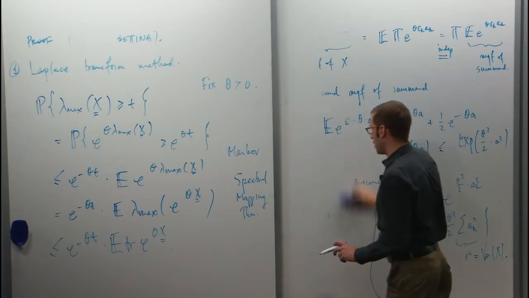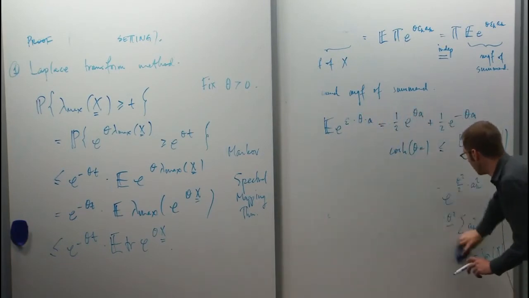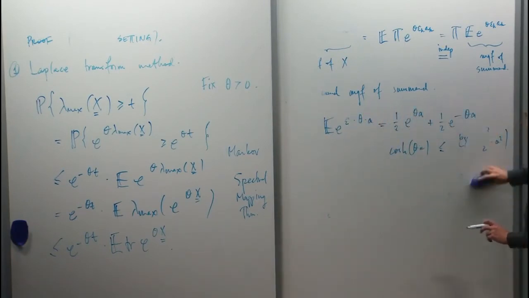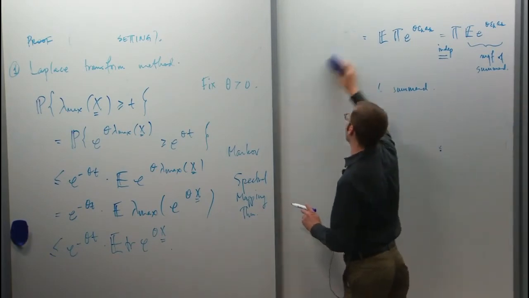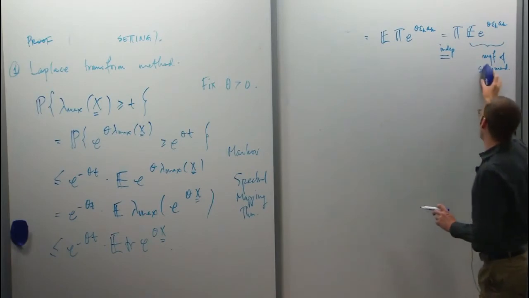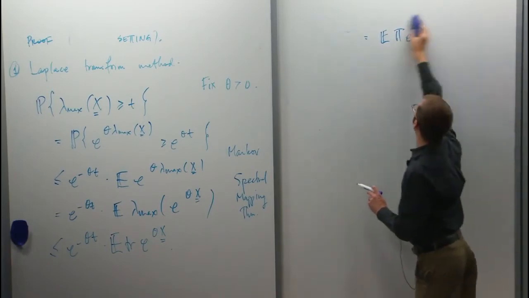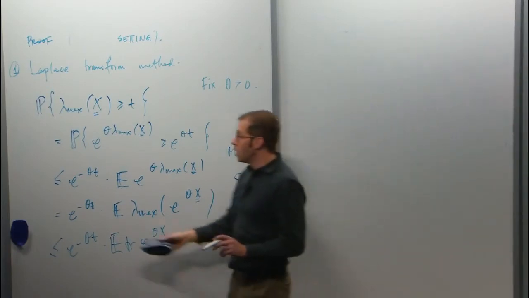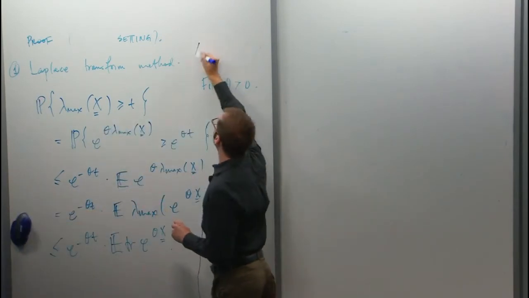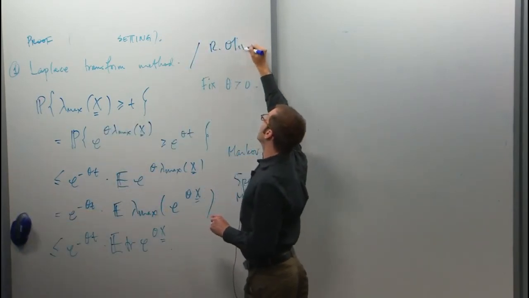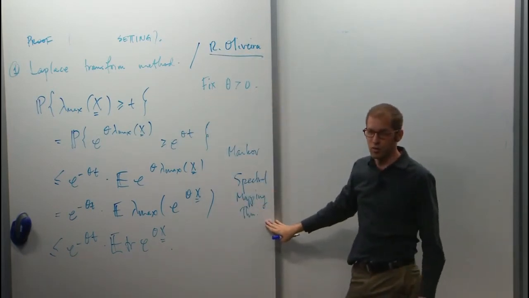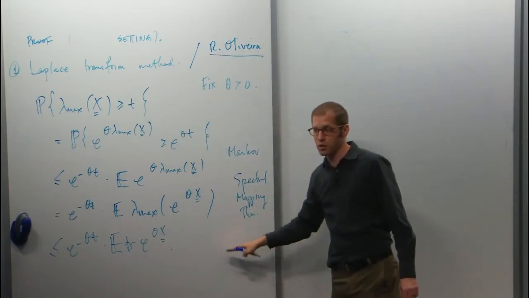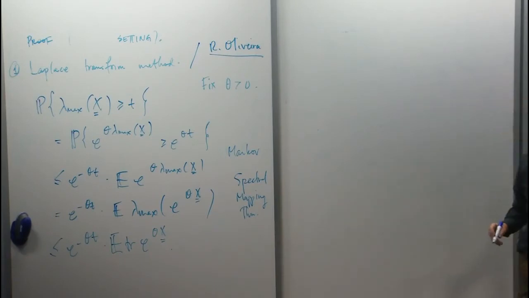Now, we'd like to continue our calculation by converting the moment generating function of the sum into the product of the moment generating functions. But now we're in trouble. Oh, I should also add before I forget that in the matrix setting, this argument is due to Oliveira. He was the one who identified that you could use the spectral mapping theorem and apply this direct argument here.